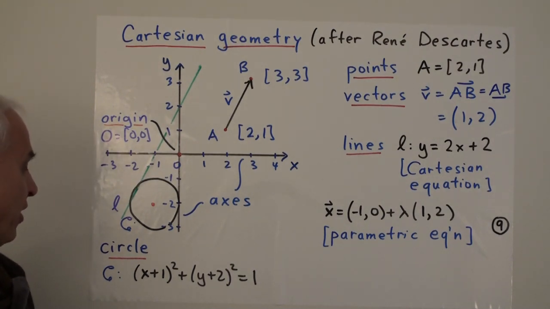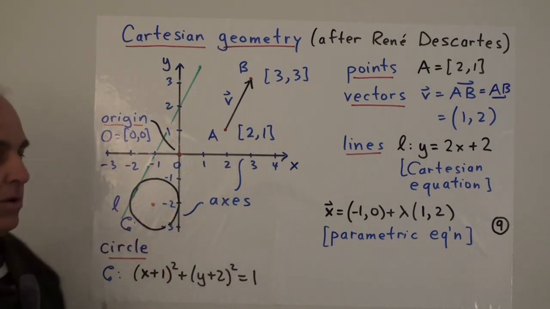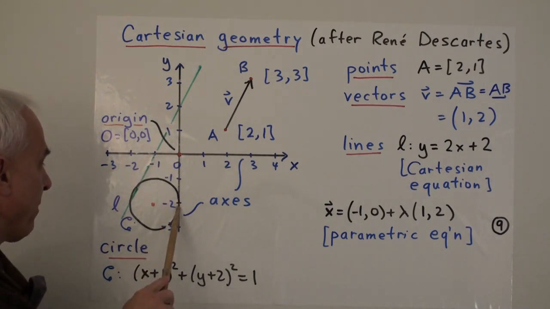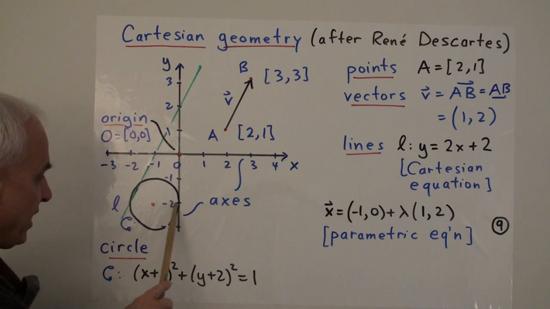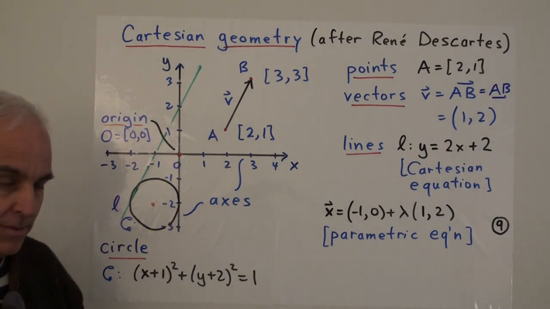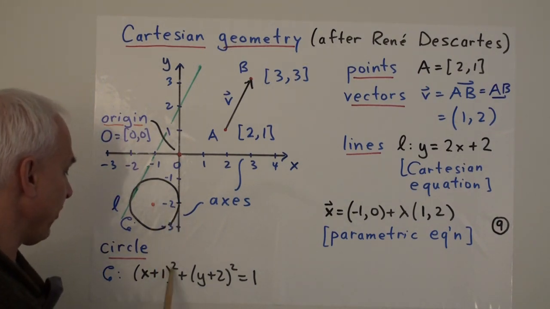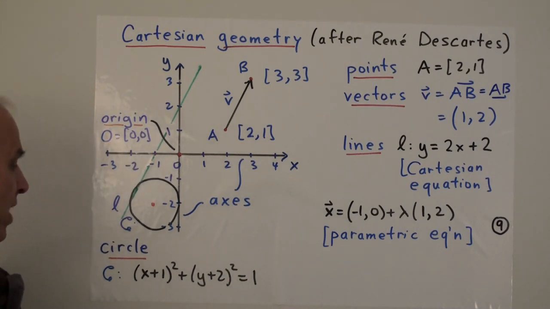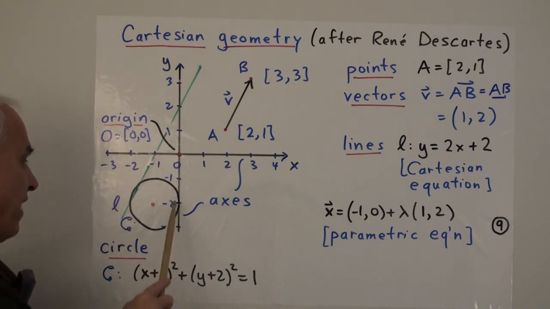Finally, there are more complicated things that we can write out in this Cartesian framework. For example, here is a circle whose center is the point [-1, -2], and whose radius is 1. And its equation is (x + 1)² + (y + 2)² = 1. So any point on here will have this property that it satisfies this equation.